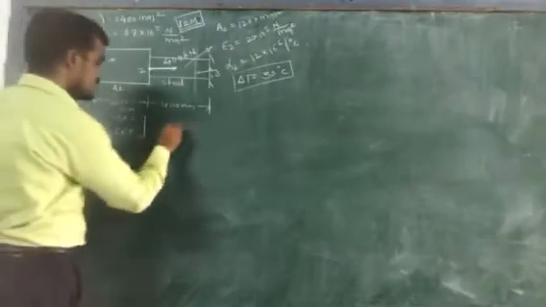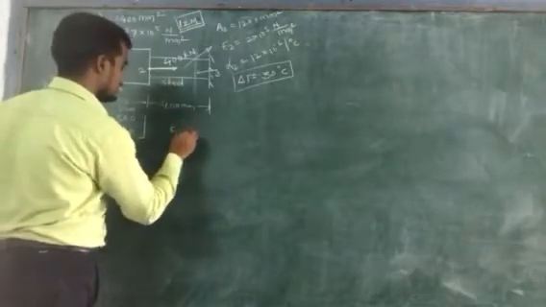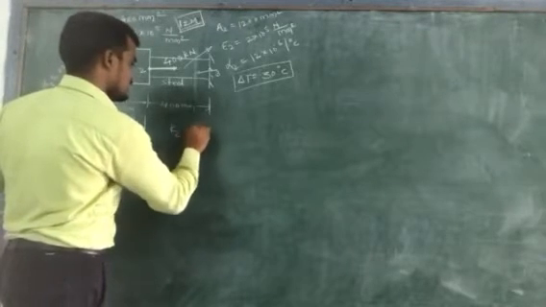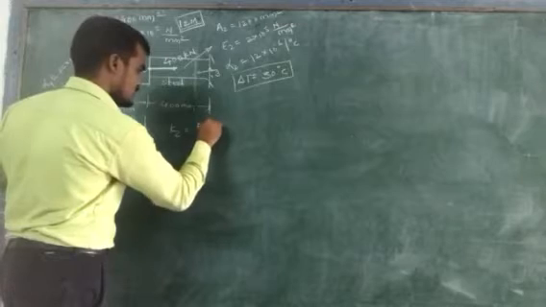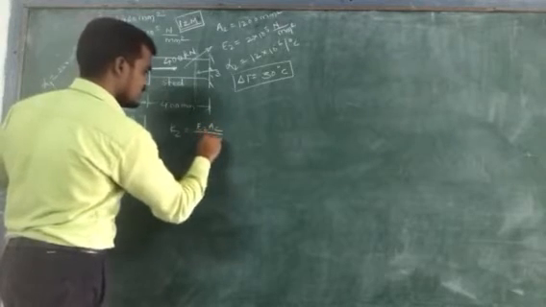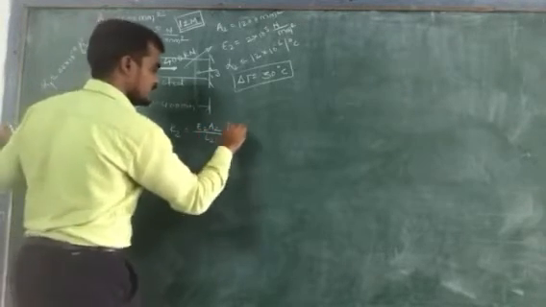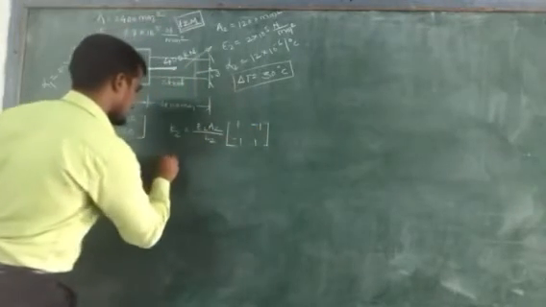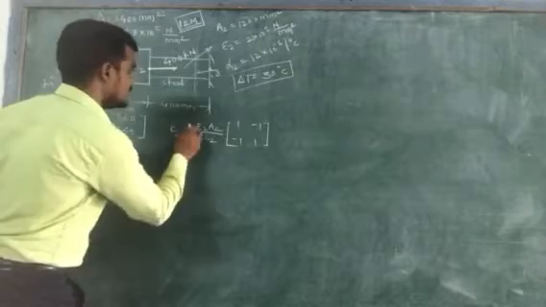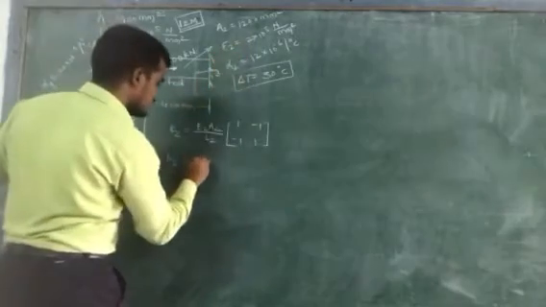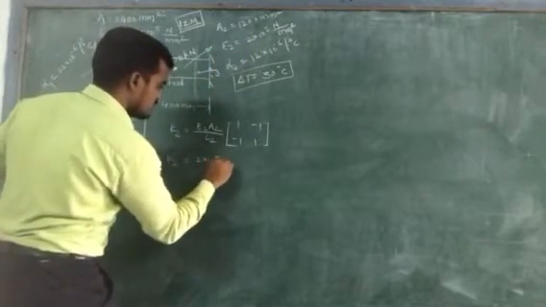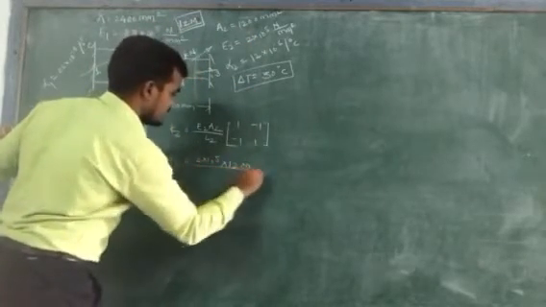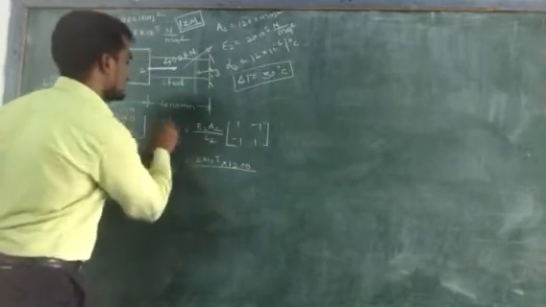Now the next is K2. K2 will become A2 E2 by L2 times [1 -1; -1 1]. So K2 is equal to E2, which is 2 into 10 raised to power 5, into A2, which is 1200, divided by L2, where L2 is 400.